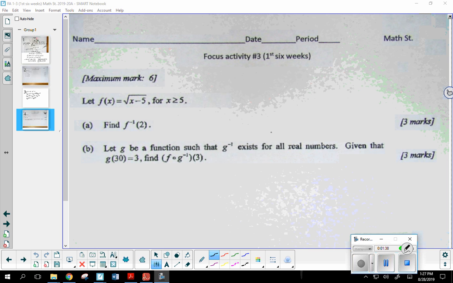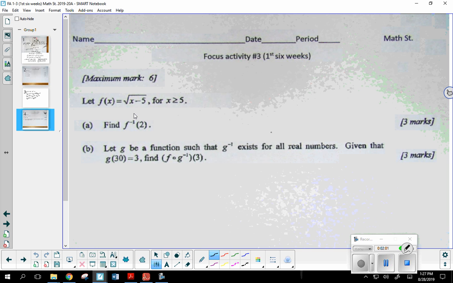All right, let's take a look at our focus activity. This one's asking, what does that little notation mean when you have a power of -1? Inverse. I kind of described that as a power of -1, and when you were taught this in Algebra 2, it was really important.